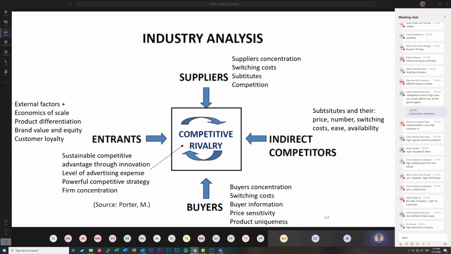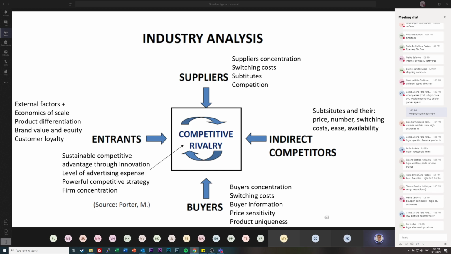And what's the final force? The fifth force is called the competitive rivalry. So if the company has some sustainable competitive advantage through innovations, yeah, how is the competitive rivalry within the industry? How is the competition within the industry and within the company? It describes the level of advertising expenses, whether the company has some powerful competitive strategy, and how is the firm concentration?